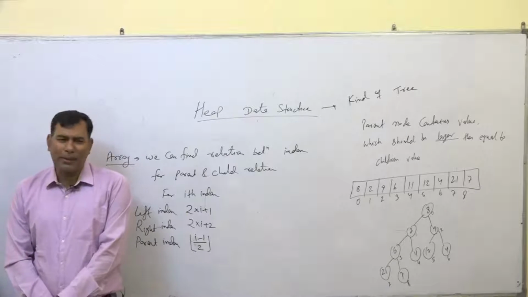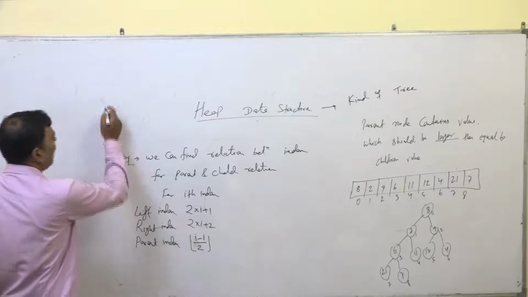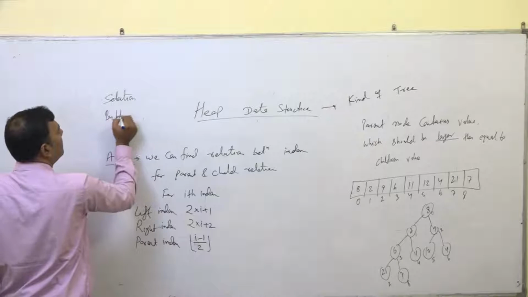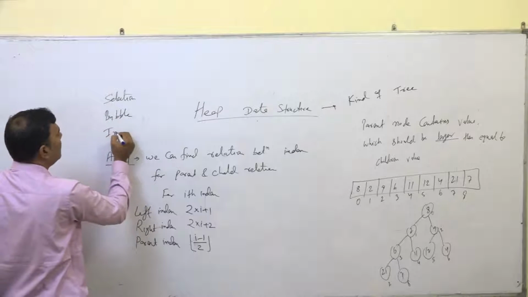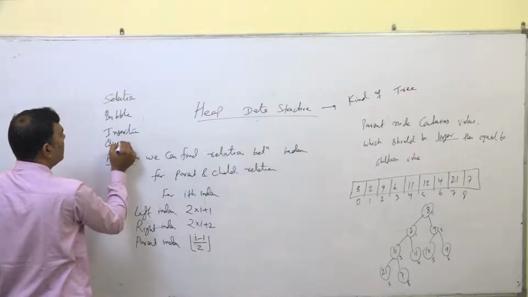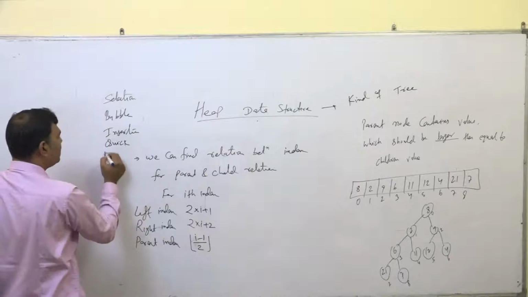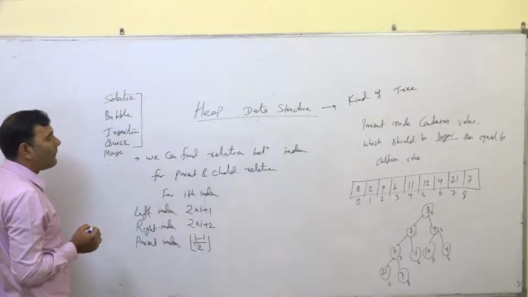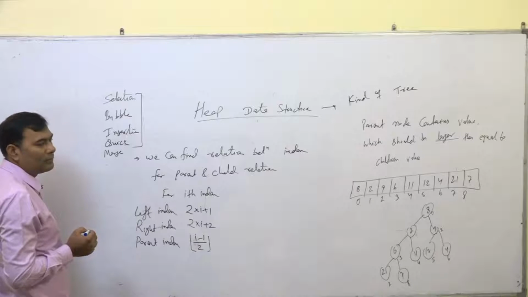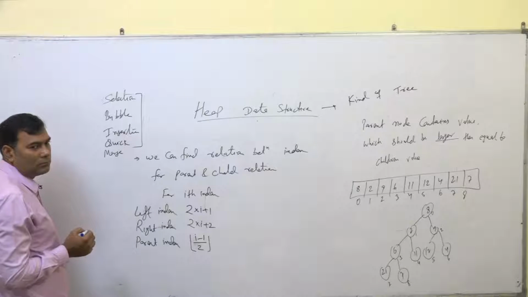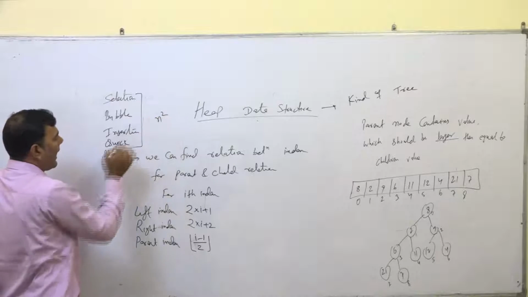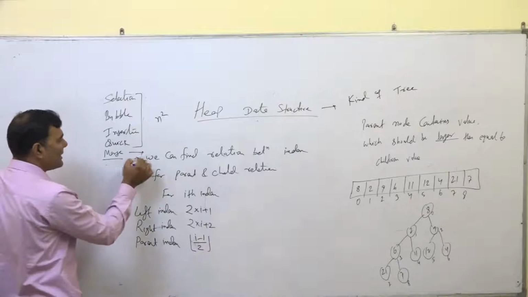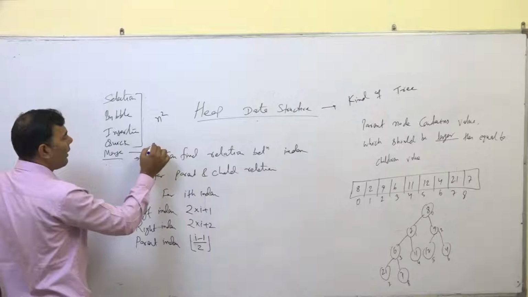So tell me, we learned some methods like selection sort, then bubble, then insertion, then quick, and then merge. In these four methods, worst case time complexity of sorting is what? N square. And in this case, what is the worst case time complexity? N log n. It means it is something better. So it takes n log n.